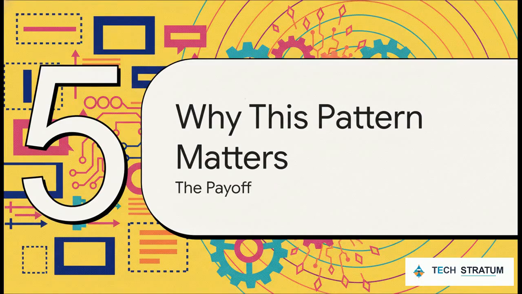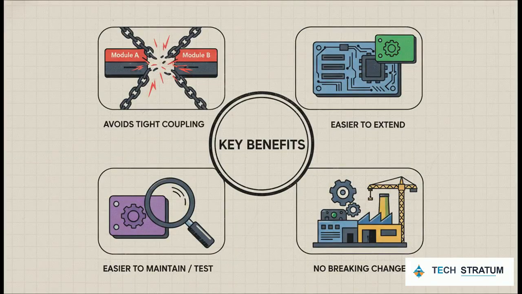Okay, we've gone through the problem, the structure, the whole shebang, but now for the most important question. Why does any of this matter? What's the real payoff for doing all this? Well, here's why it's such a game changer. First, you totally avoid tight coupling. Your core logic isn't welded to a specific email notification class. It just knows about the abstract notification interface.